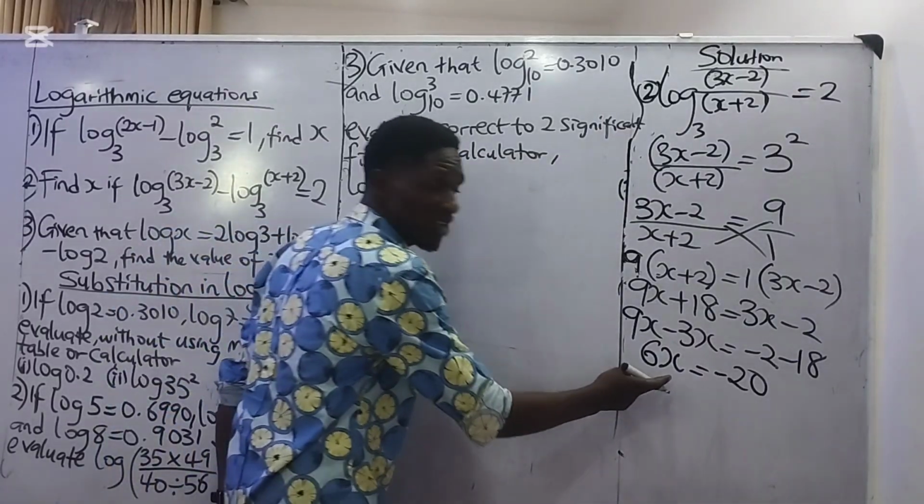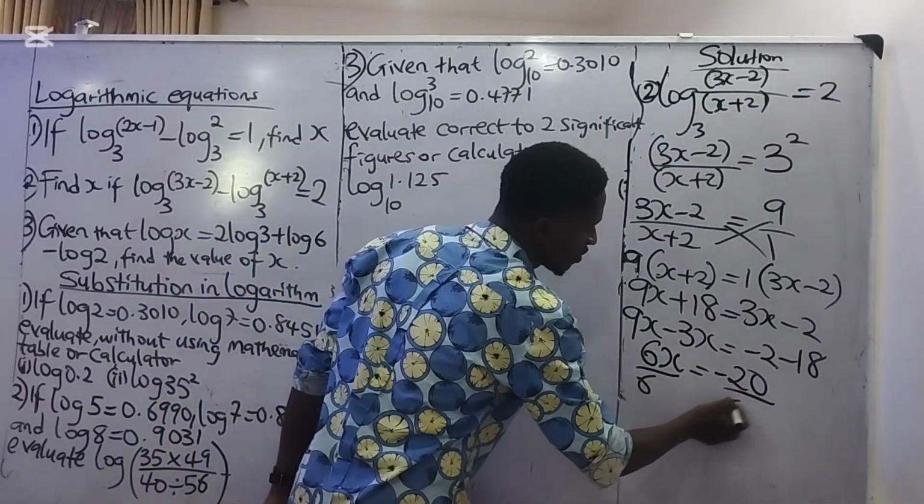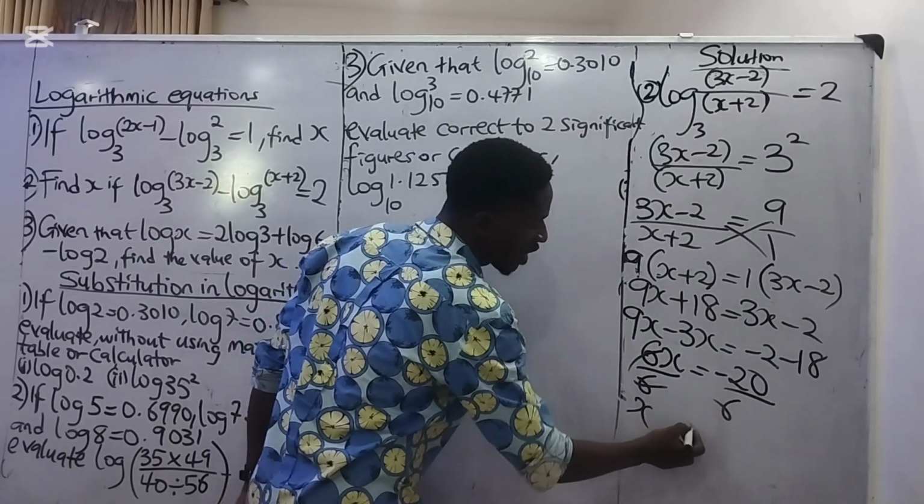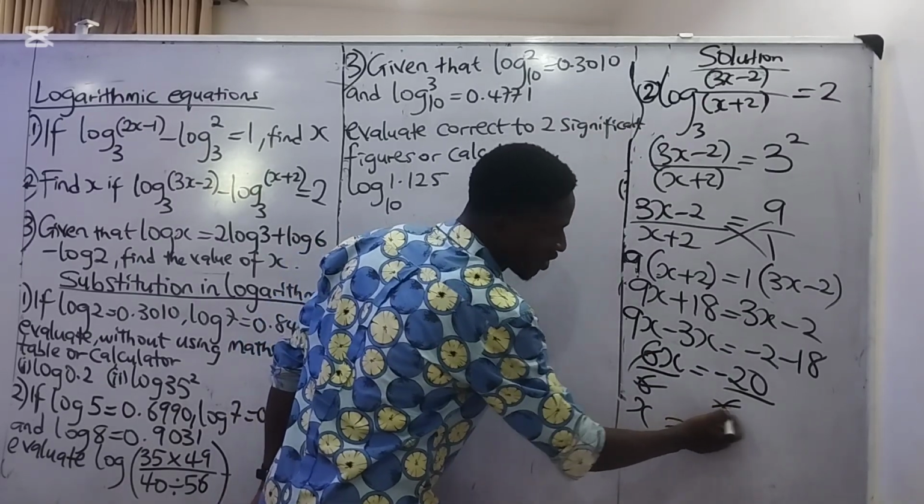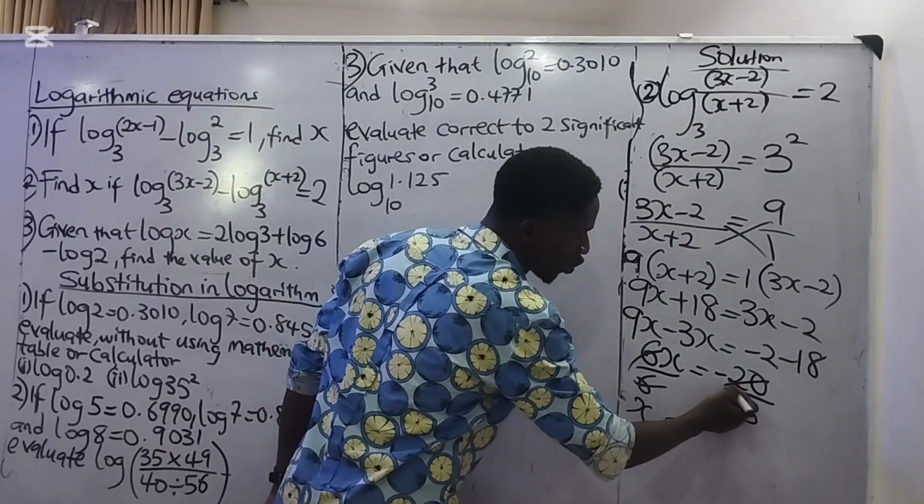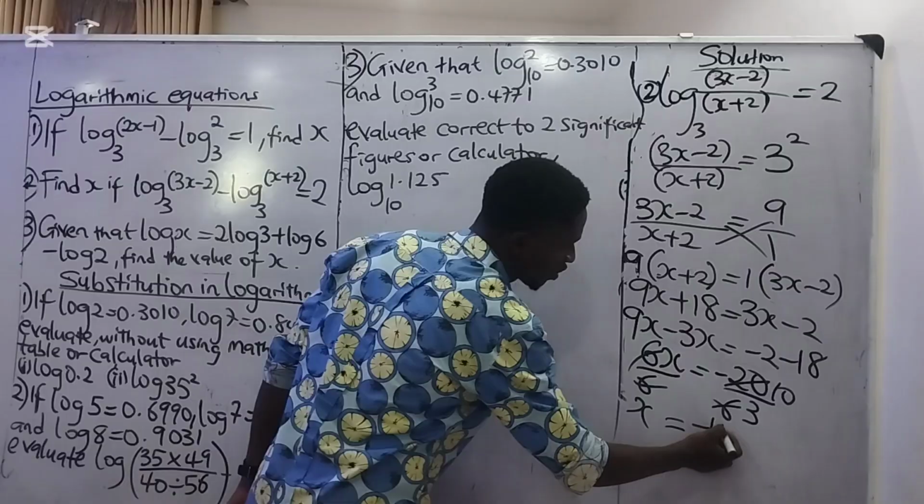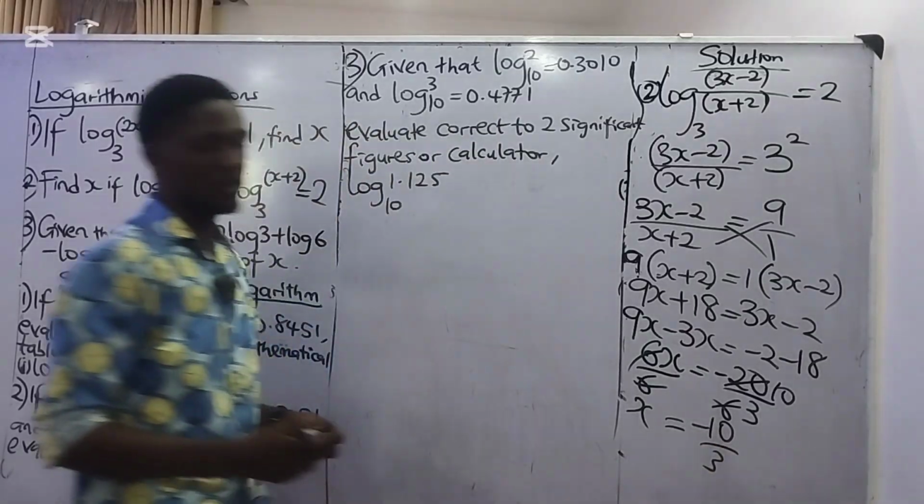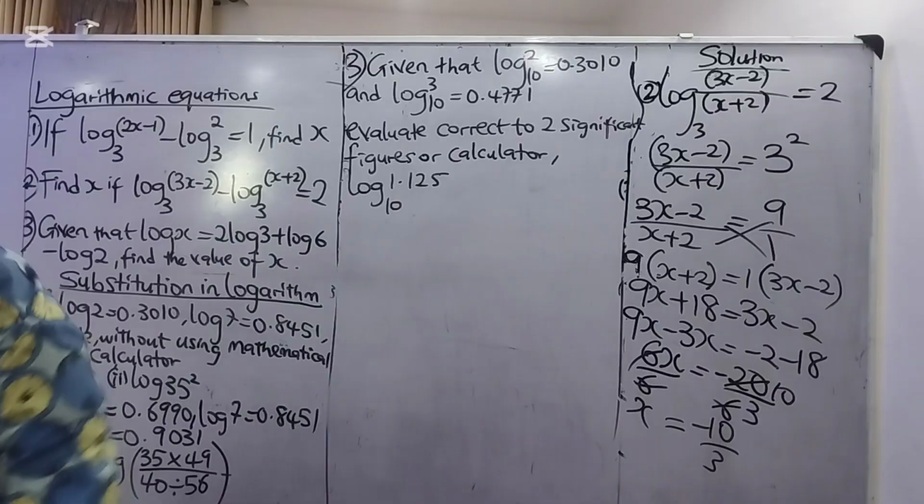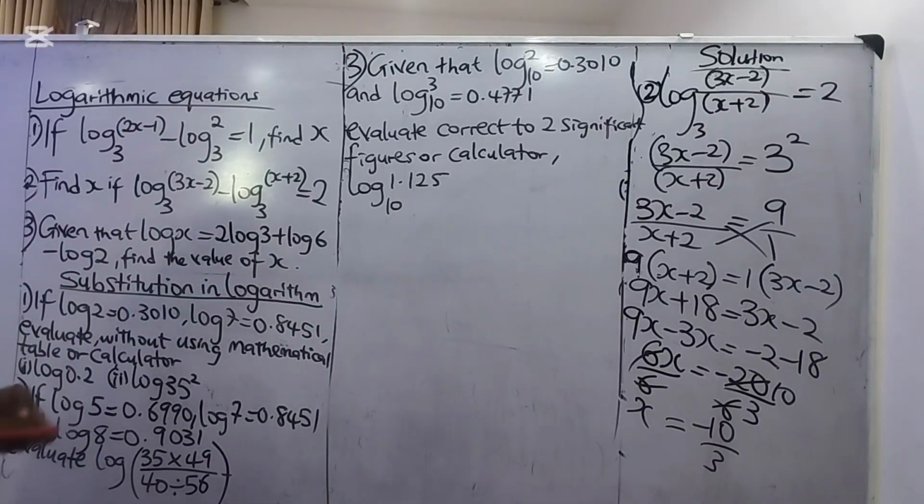Then for us to get x, we divide both sides by 6. Our x can be reduced: 2 into 6 is 3, 2 into 20 is 10. So the answer is minus 10 over 3. Minus 10 over 3. So let's go to the third one, number 3.